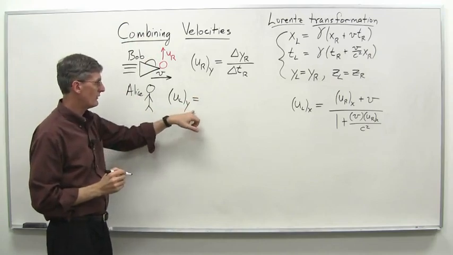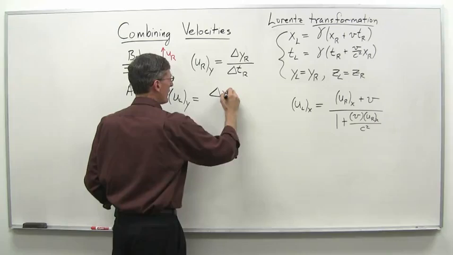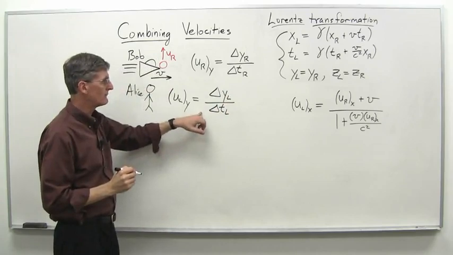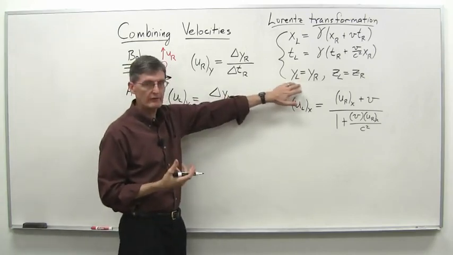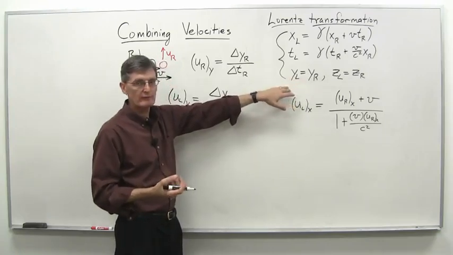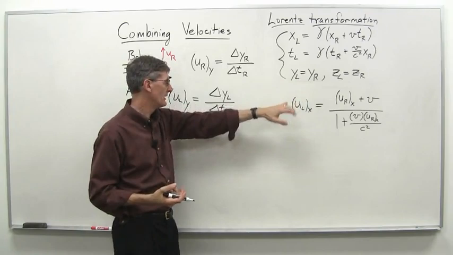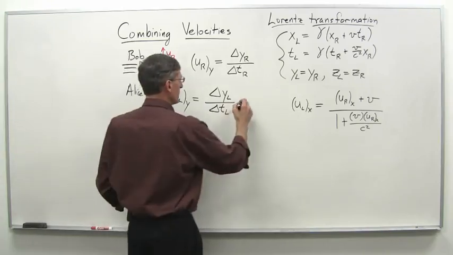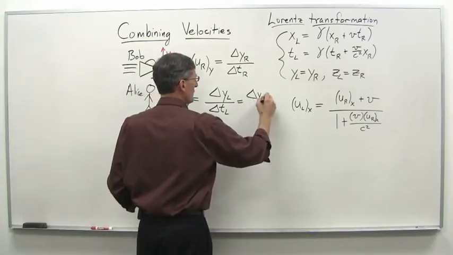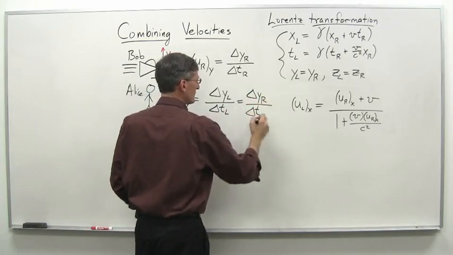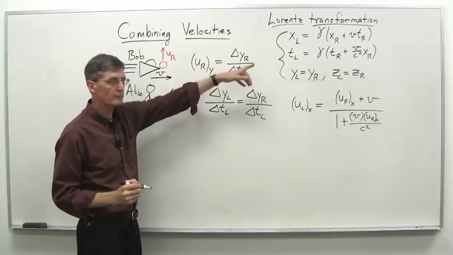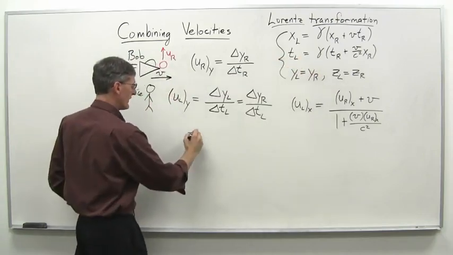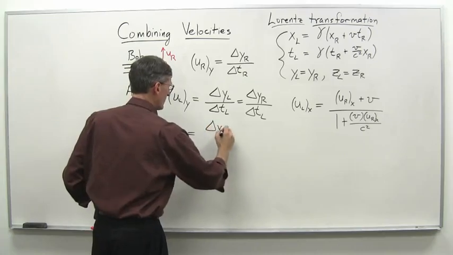So u sub ly here is going to be delta y sub l over delta t sub l, just by definition of the velocity. This is why, as a reminder, I added the y and z components to our Lorentz transformation. Remember, they don't transform at all. They're the same. And so delta y sub l is going to be the same as delta y sub r. So this is going to be delta y sub r over delta t sub l. But that does change, of course, by our equation we used before. Remember, we could use deltas in here to indicate change of quantity. So we'll write that as delta y sub r on the top.